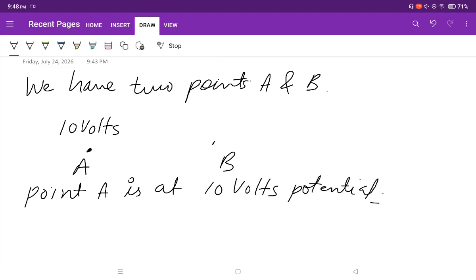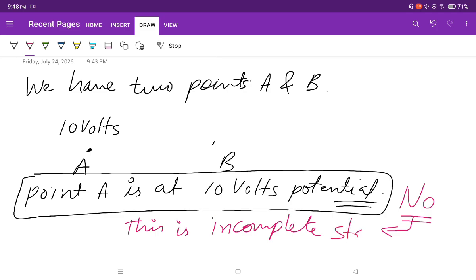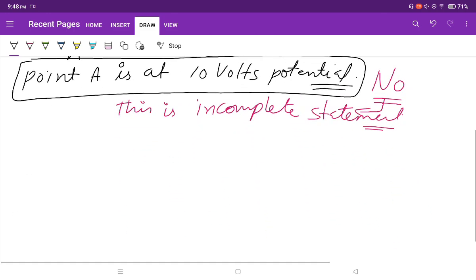Now is this statement complete or not? So the answer would be no. This is an incomplete statement, right?